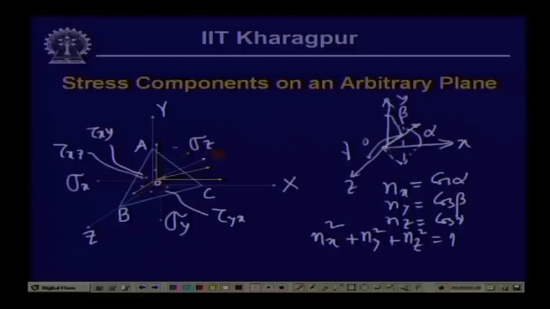So, let us assume that on this arbitrary plane we have the resulting stress vector as R, and the components of this resultant stress on this plane in the x, y and z direction be Rx, Ry and Rz. Also, let us assume that the area of this particular plane ABC is dA. Let us assume that the area of the arbitrary plane is dA, which is the area of the plane ABC.